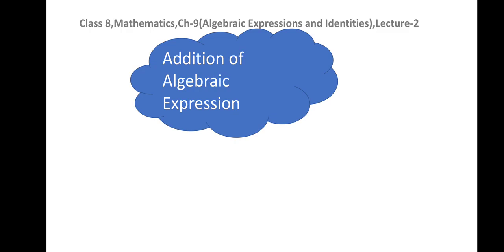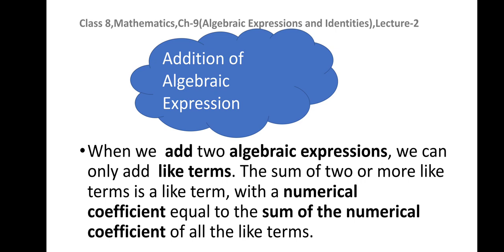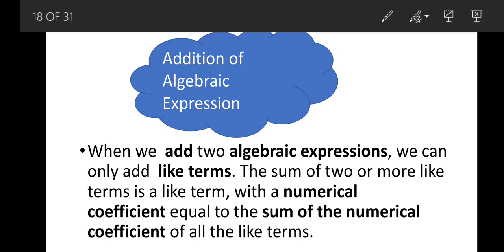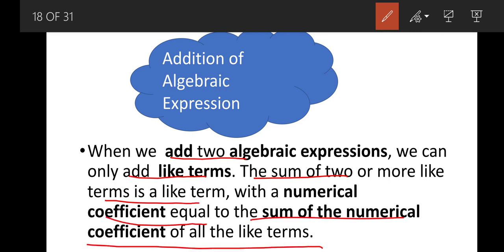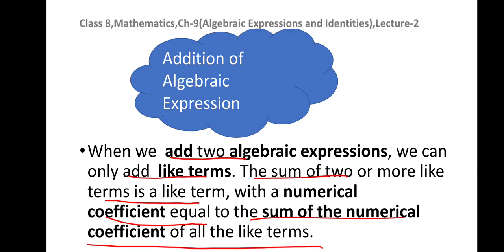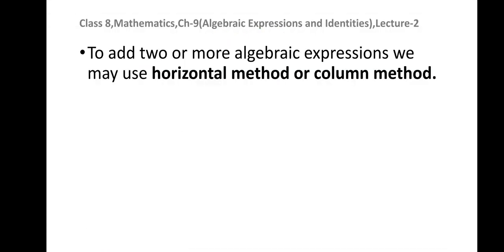Now coming to another topic, that is addition of algebraic expressions. When we add two algebraic expressions, we add only like terms. We can add only like terms. This you must be aware of, as you have done addition of algebraic expressions in your previous class. And the sum of two or more like terms is obviously a like term with the numerical coefficient equal to the sum of the coefficients of all the like terms. So let us see with the help of an example. And there are two methods to add algebraic expressions.